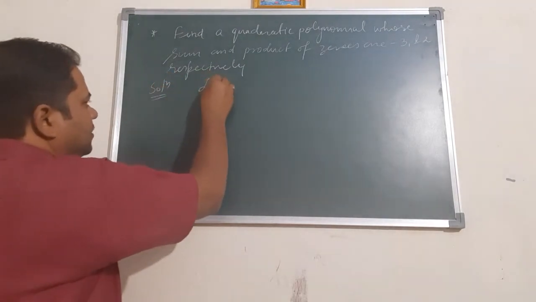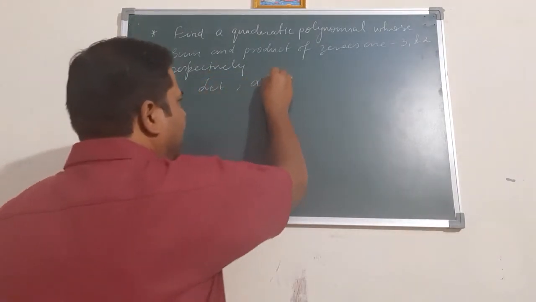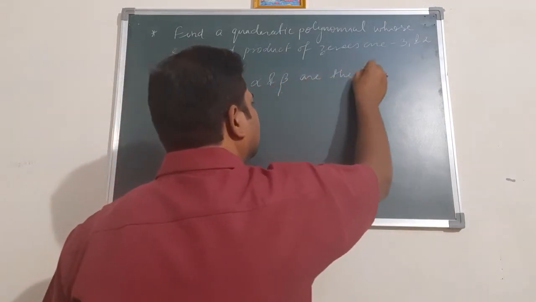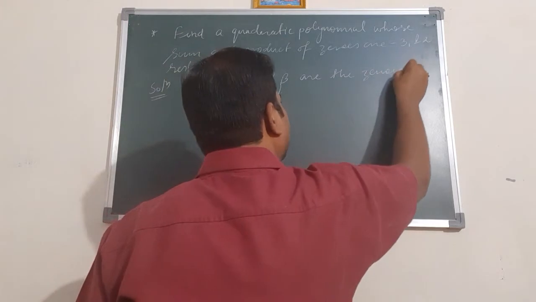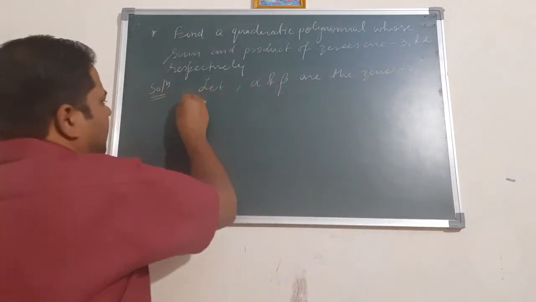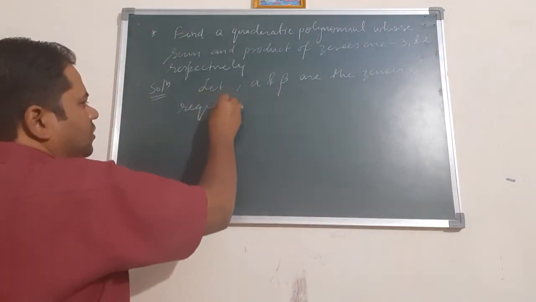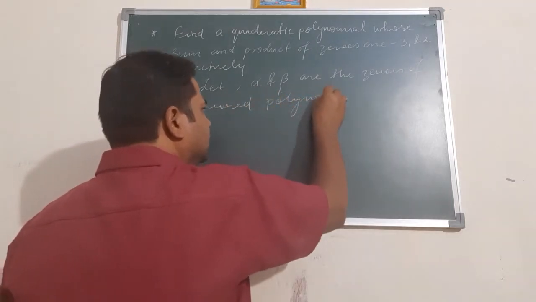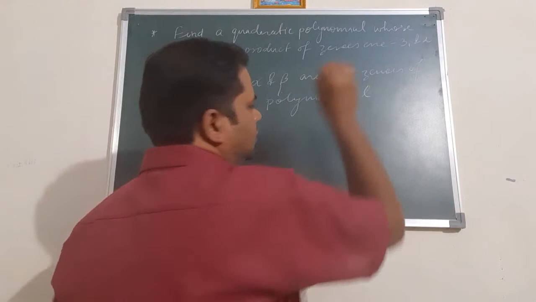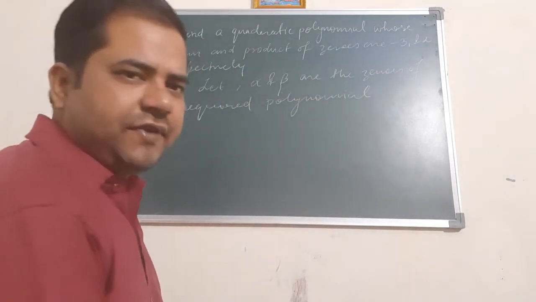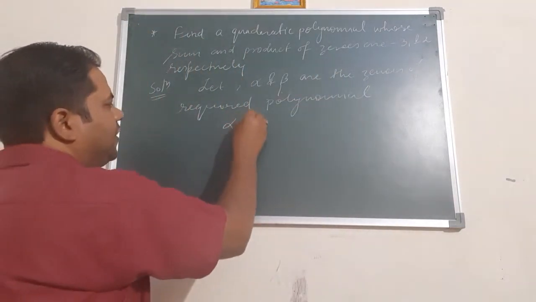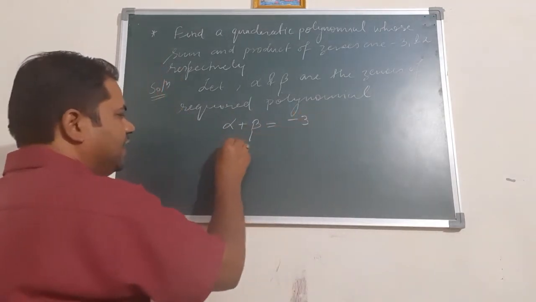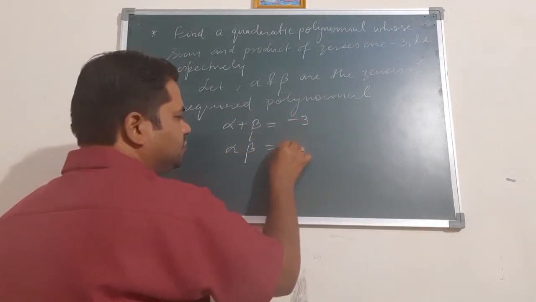Let alpha and beta be the zeros of the required polynomial. Okay, then what is given? It is given that alpha plus beta is minus 3, and alpha beta is 2.